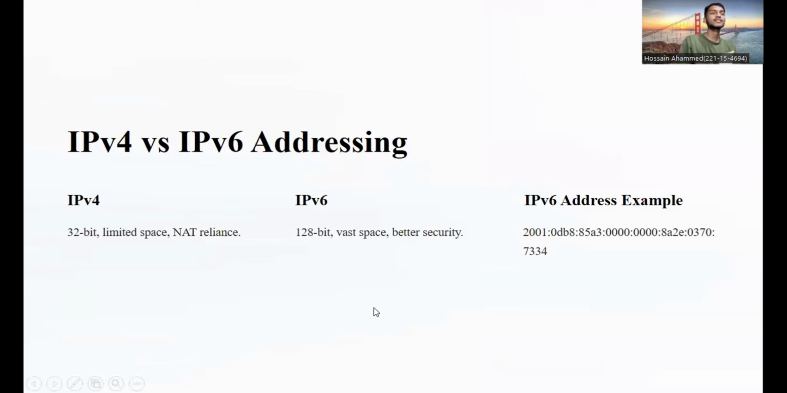IPv4 versus IPv6 addressing. What is an IPv4 address and what is IPv6 addressing? I explained that in my previous slide, that is IPv4 is 32 bits limited, and it has limited space, and it also relies on NAT. IPv6 is basically 128 bit, and it has vast space, and it has better security compared to IPv4. Here I give an example of an IPv6 address.